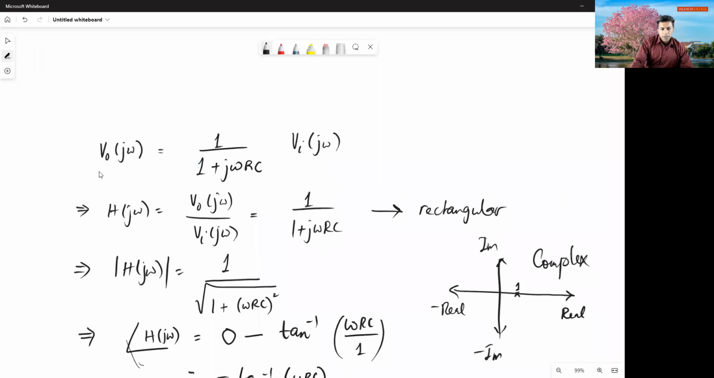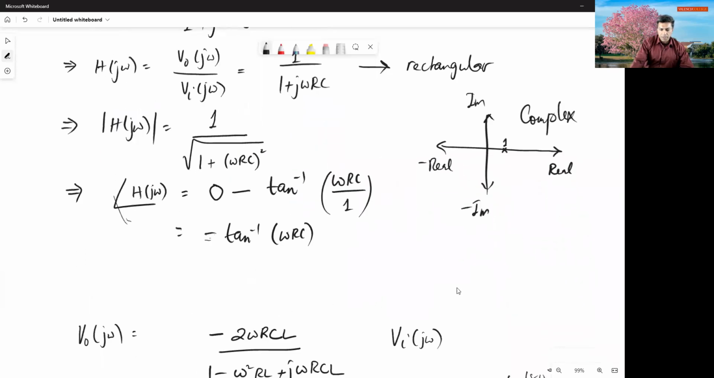Now, to get the angle of V out (j omega), remember, if you're multiplying two complex numbers in polar form, then their magnitudes multiply and their angles or phases add together. So you calculate the phase of this at that frequency, and you calculate the phase of V in at that frequency, and you add them together to get the phase of the output voltage. So keep that in mind.